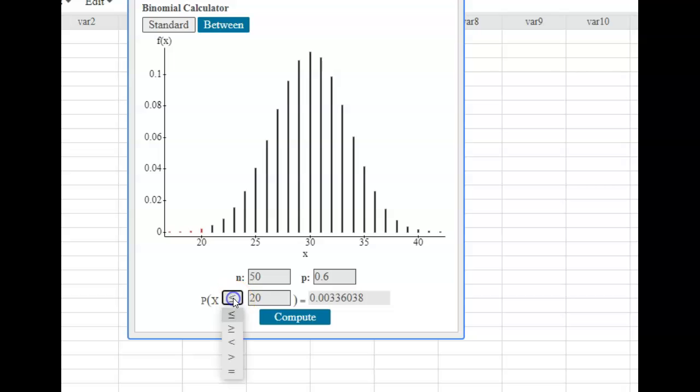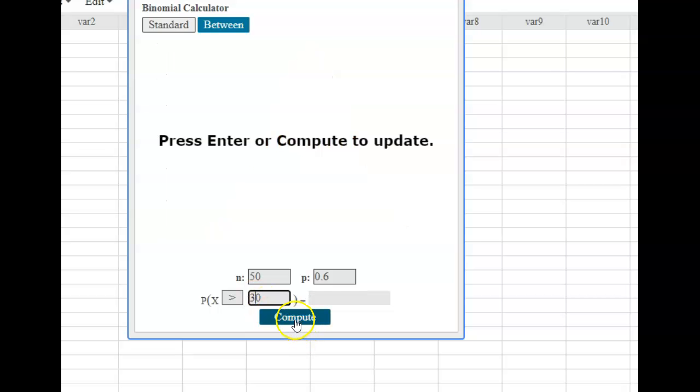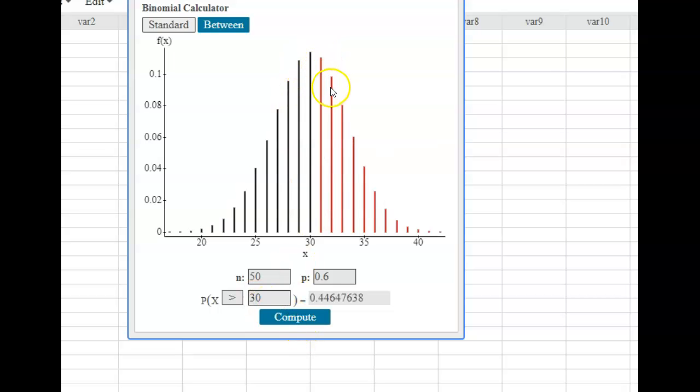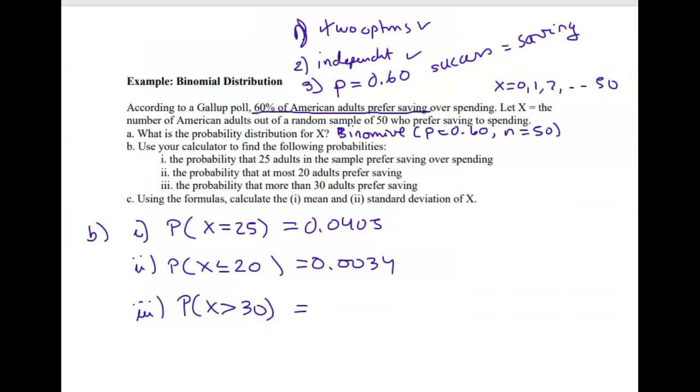So we go x is bigger than 30. It's adding up all these red bars, 31, 32, all the way to 50. So 0.4465. Good, so that's how you find binomial probabilities of all kinds with the StatCrunch calculator.